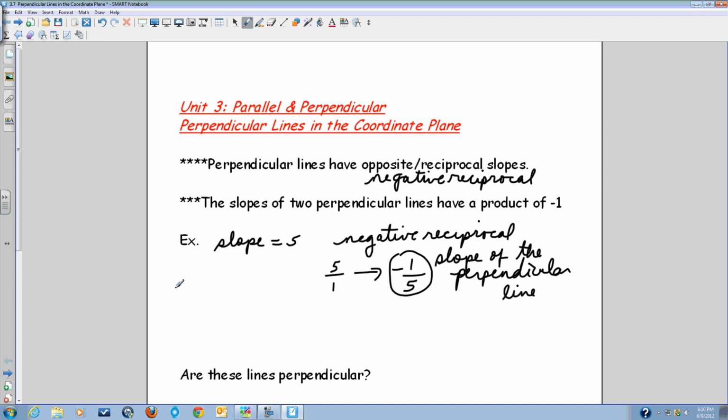If you took the product of the slope of your original line of 5 and the slope of the perpendicular line, so 5 times -1/5, you would get the product of -1 for your answer, just like what we stated in the beginning.